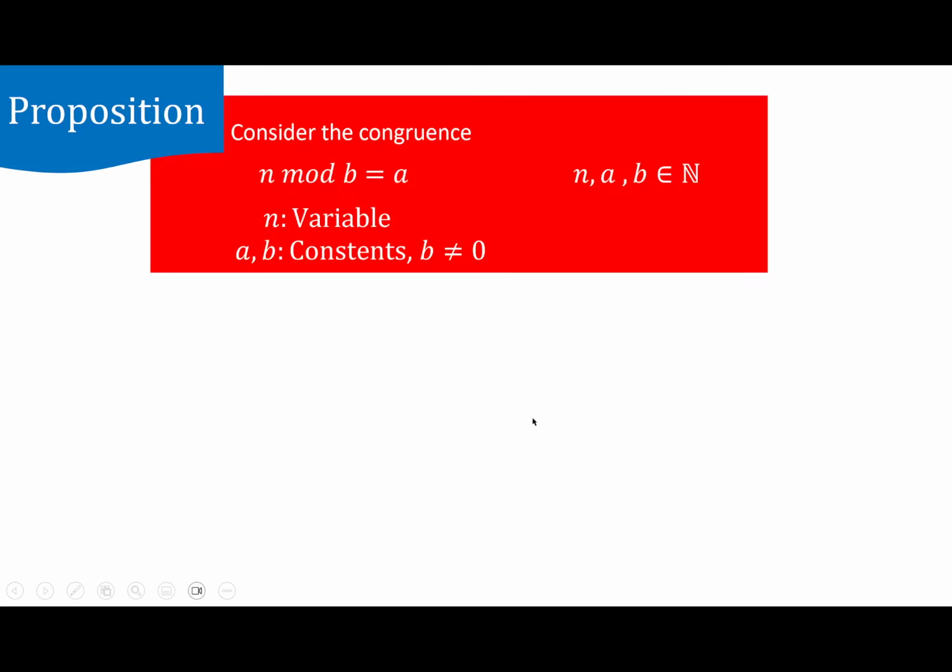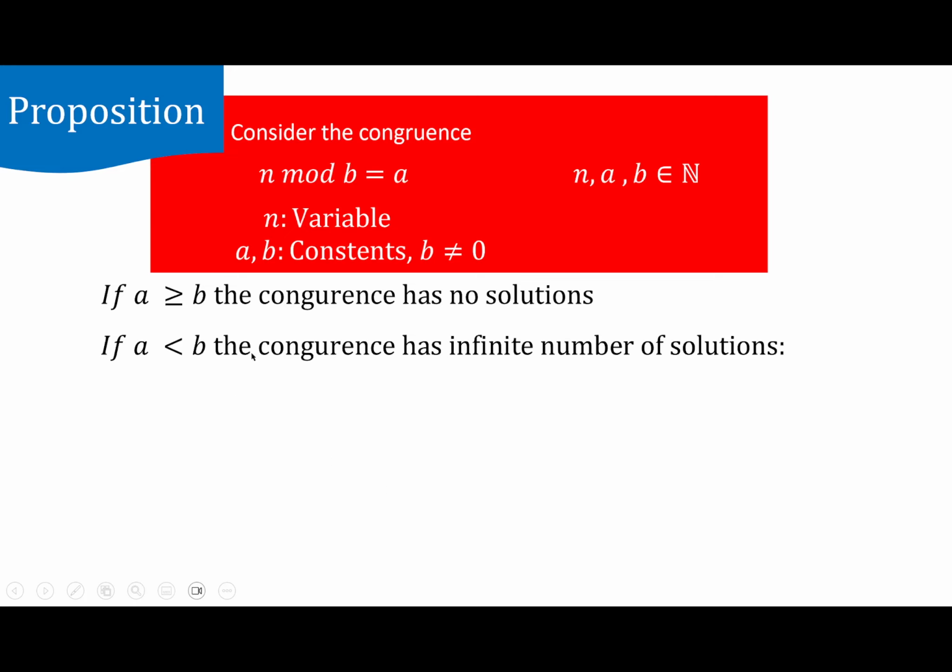Okay? Proposition. Consider the congruence as defined earlier. If a is greater than or equal to b, the congruence has no solutions. If a is greater than or equal to b, this does not have a solution. If a is less than b, the congruence has an infinite number of solutions, and they are given by this formula. a is one of them, and then you add b times t. t is an integer greater than or equal to 0.